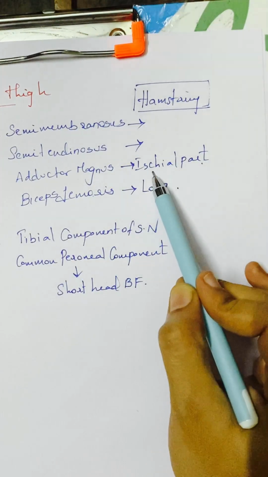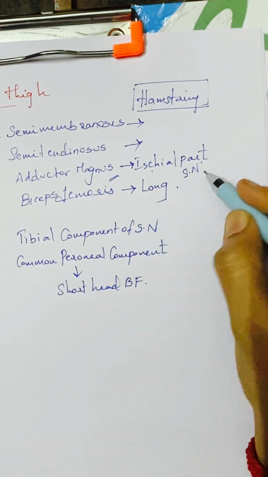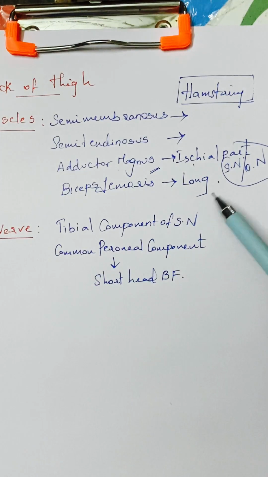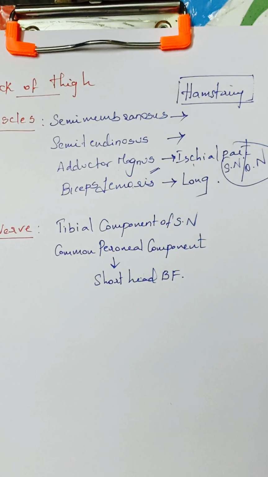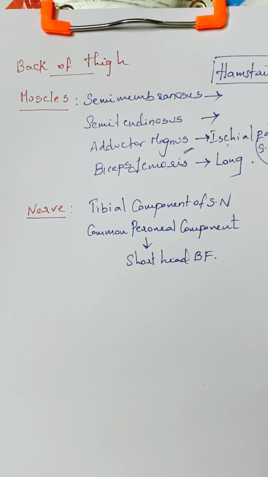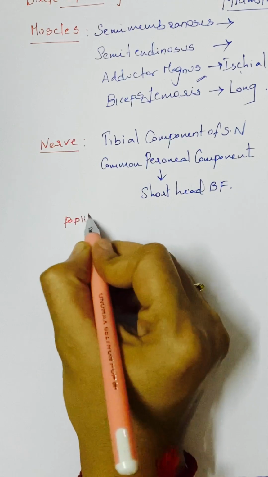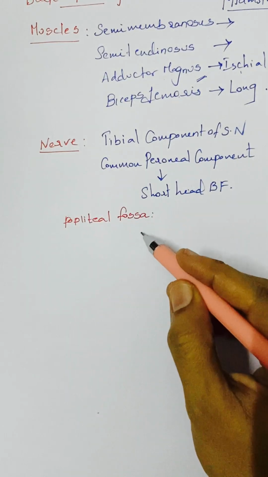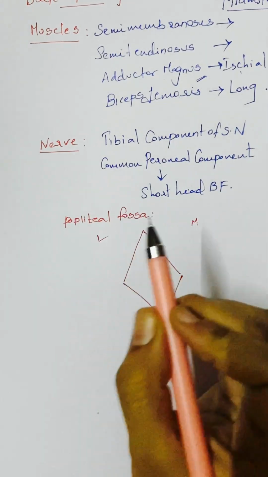The adductor magnus ischial part is hamstring, whereas non-ischial part comes in the medial compartment, so it is supplied by obturator nerve. So adductor magnus is a hybrid muscle. But biceps femoris is not a hybrid, it is supplied by tibial and common peroneal component of the same nerve, that is sciatic nerve.